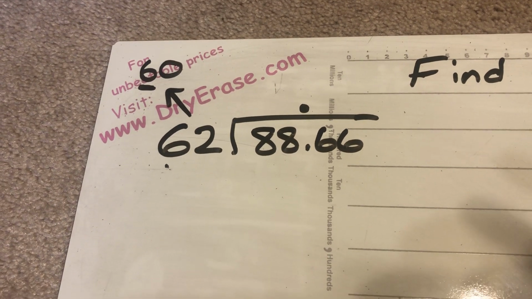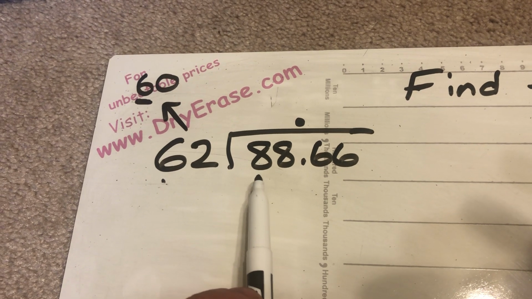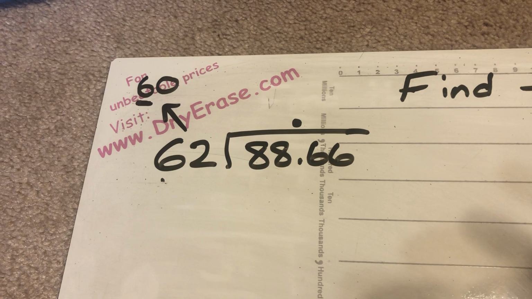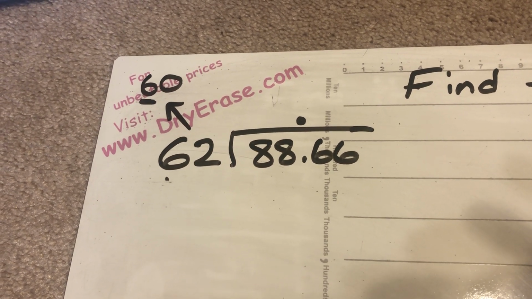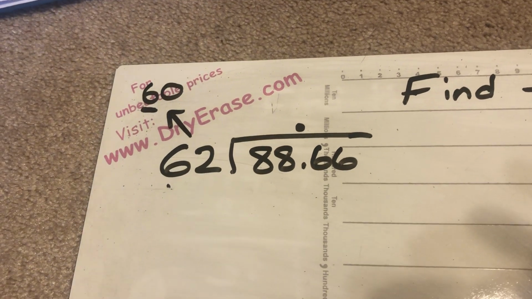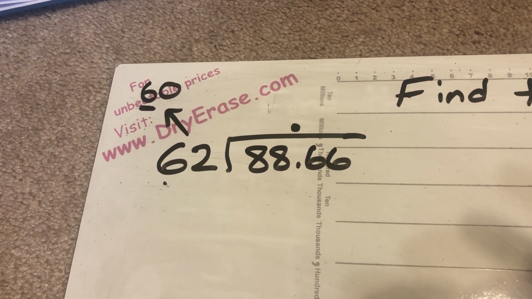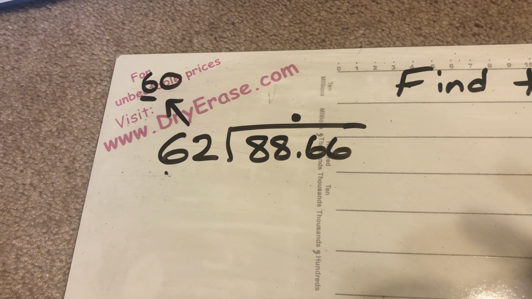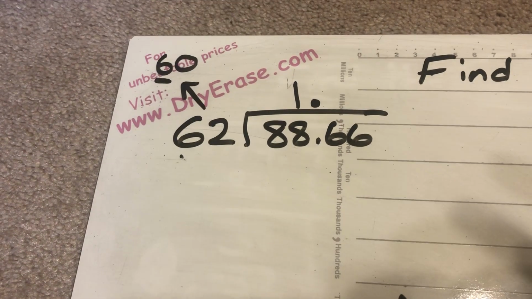Now, this is not a difficult example. We know that 6 can go into 8 one time. So the first thing I'd want to think about is 62 times 1. Well, 62 times 1 is 62. And I know that 62 times 2 is going to give me something bigger than 100 because 60 times 2 is 120. 6 times 2 is 12, plus the 0 is 120. So I'm pretty comfortable putting a 1 there above the 88.